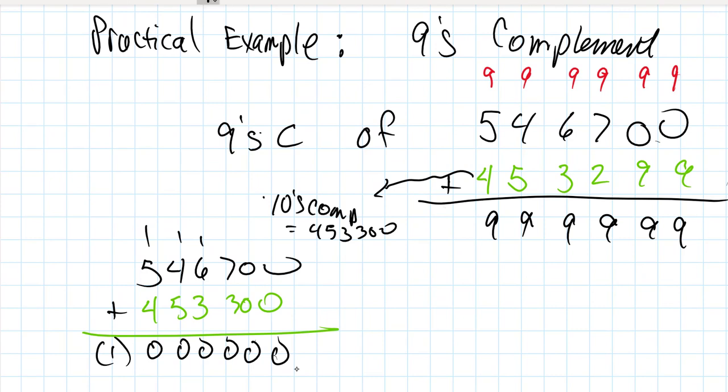So 4, 5, 3, 3, 0, 0 is the complement of 5, 4, 6, 7, 0, 0. It takes us to 0 in the way that an additive inverse does.